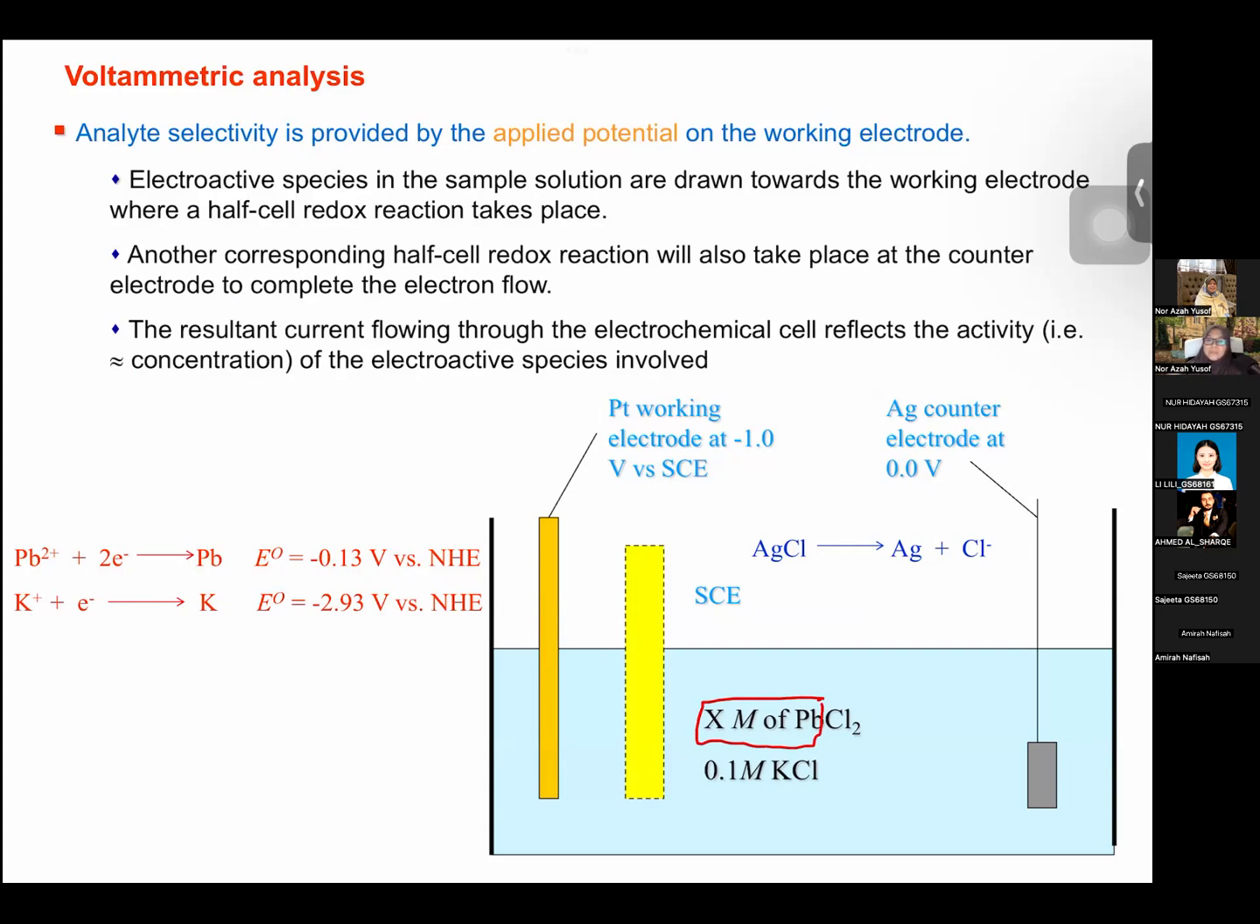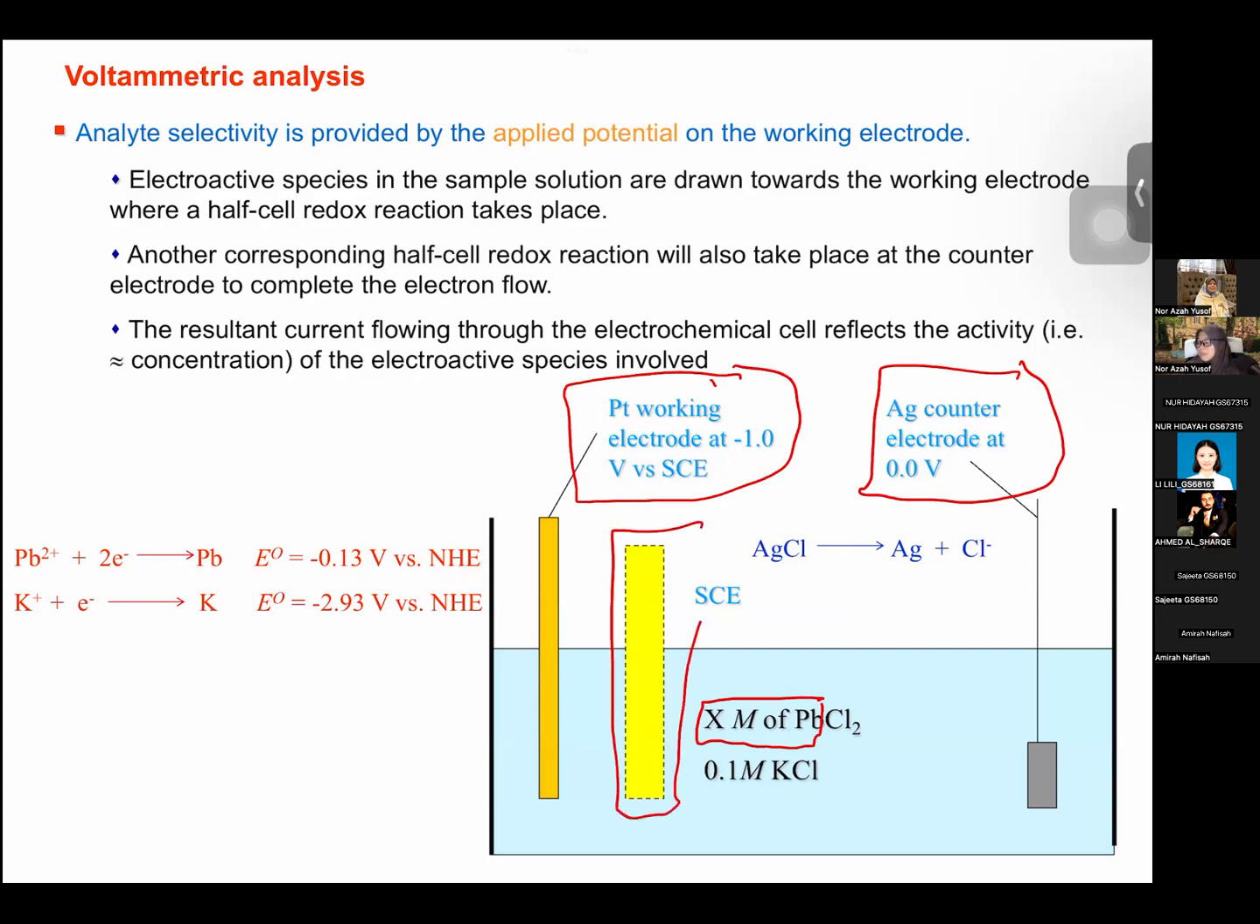Okay, and this is the setup that you use. You are using a platinum working electrode. You have argentum, silver, counter electrode, and this is the reference electrode. The reference electrode usually is to stabilize the potential. We don't want the potential to fluctuate.